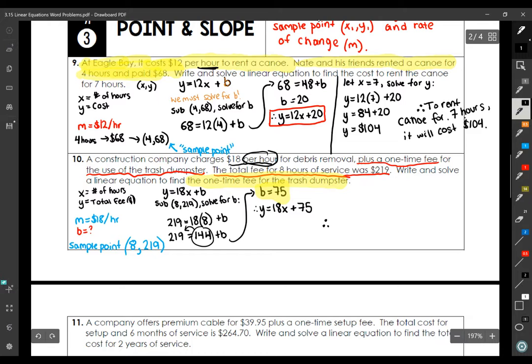So therefore, the one-time fee, and I'll write in brackets initial value, is $75. All right, there we go.